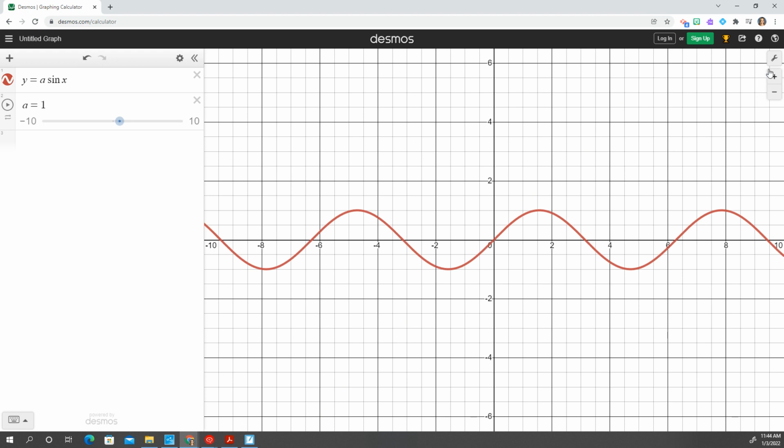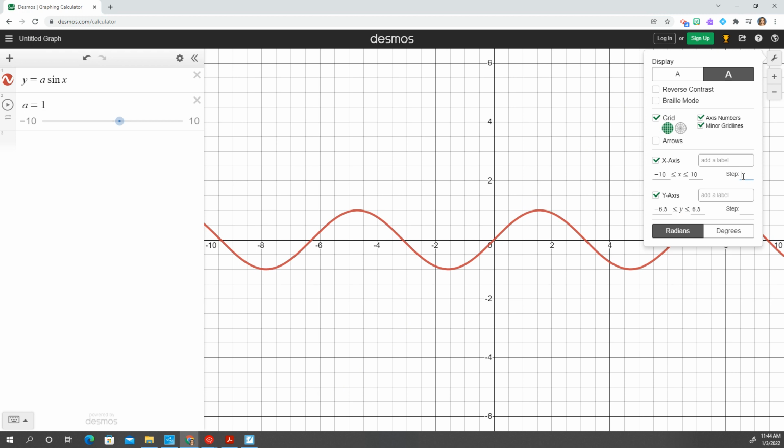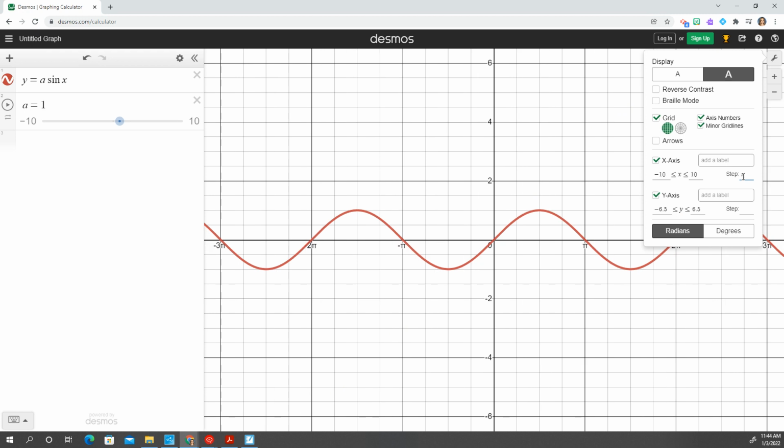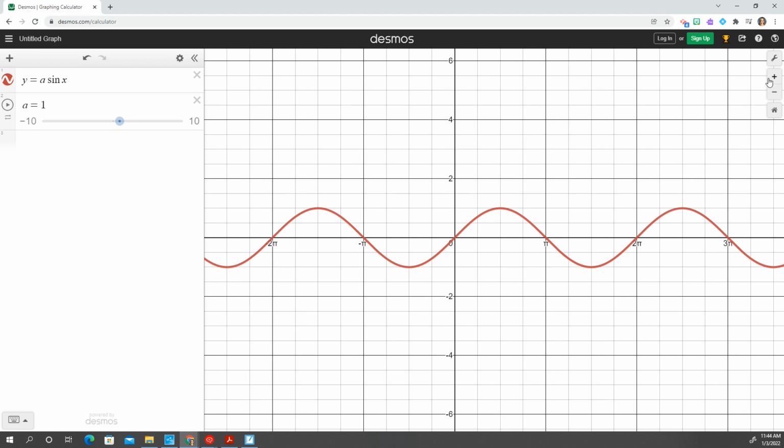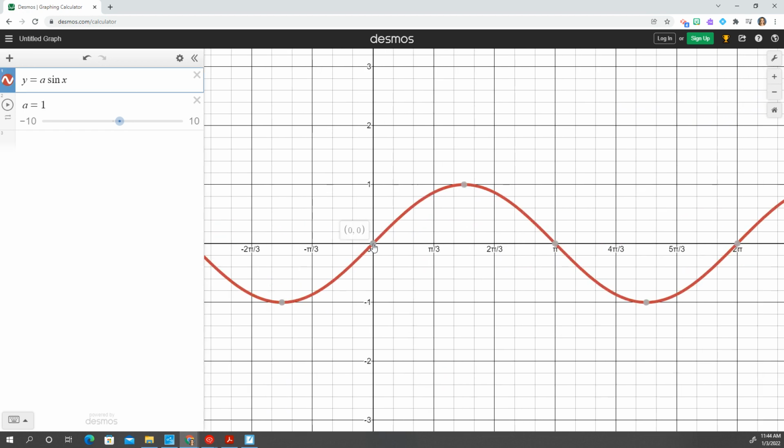What else? You can change your x-axis to be in terms of pi. So here's my sine curve.